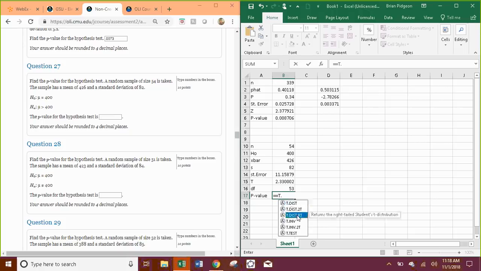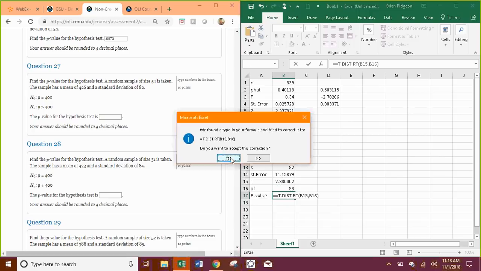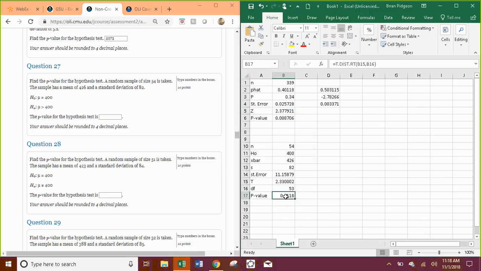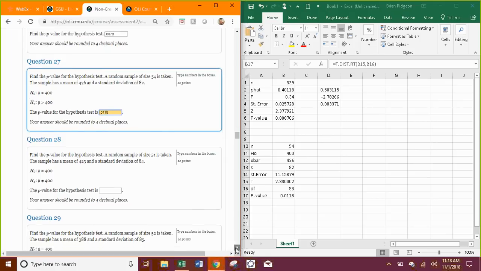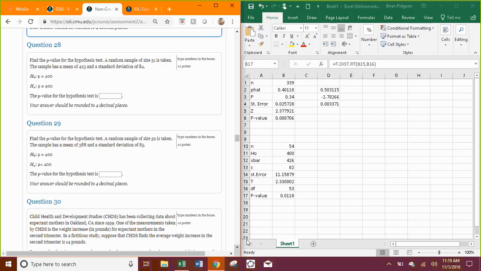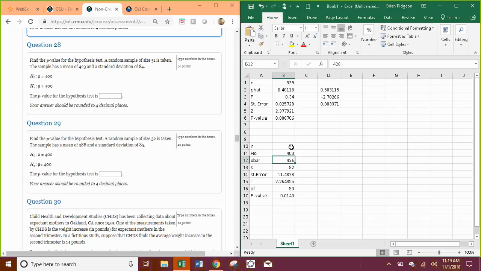So in this case, we're looking for greater than. So that's going to be a right-tailed test. So T dot dist dot RT, the t-value, the degrees of freedom. B15, B16, that's right. So 0.0118.